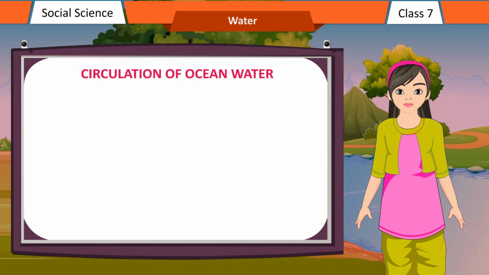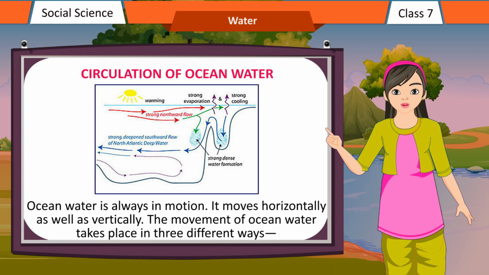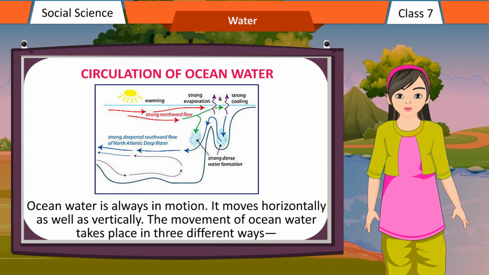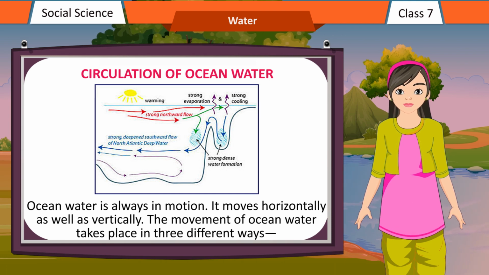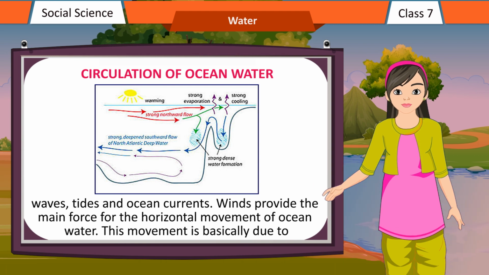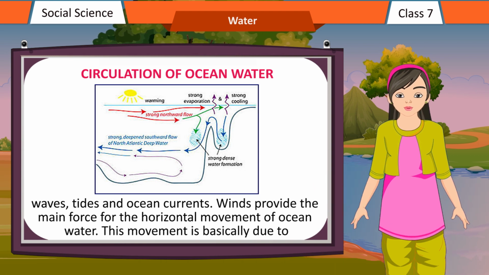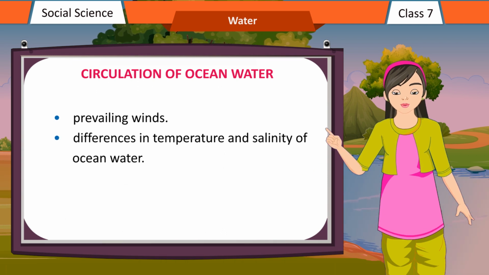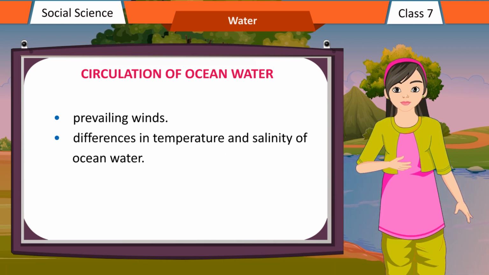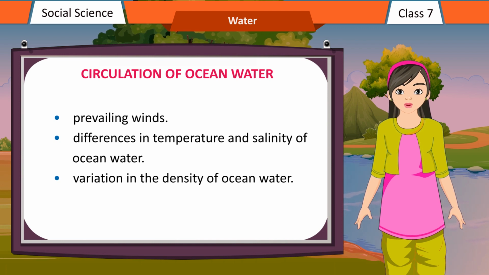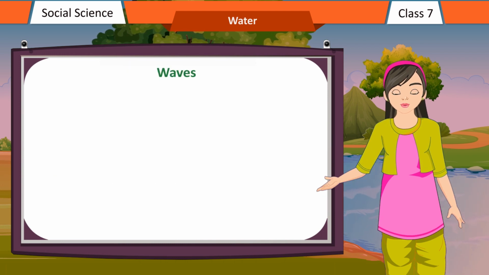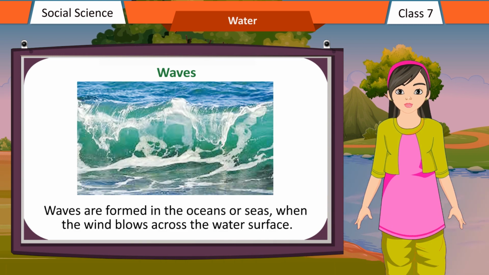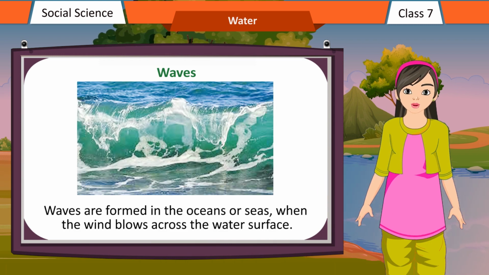Circulation of ocean water. Ocean water is always in motion. It moves horizontally as well as vertically. The movement of ocean water takes place in 3 different ways: waves, tides, and ocean currents. Winds provide the main force for the horizontal movement of ocean water. This movement is basically due to prevailing winds, differences in temperature and salinity of ocean water, and variation in the density of ocean water. Waves. Waves are formed in the oceans or seas when the wind blows across the water surface.